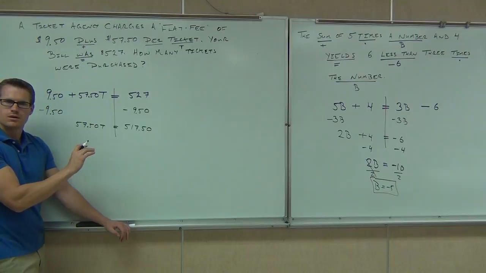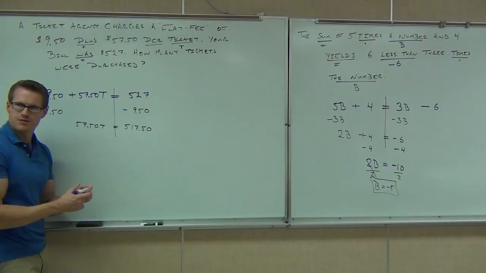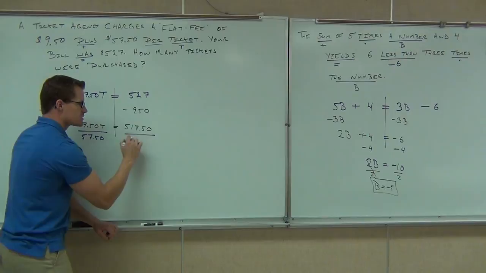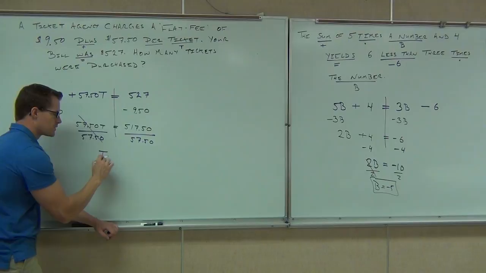Now on your calculator, what's the next thing you'd have to do to solve this problem? Divide by 57.50. Okay, so our coefficient in this case is 57.50. If we divide both sides by 57.50, you're getting kind of an introduction with decimals right now, showing you that it really doesn't change what you do when you deal with decimals. If we divide both sides by 57.50, these 57.50s are gone. We are left with T. So with your calculator, do 517.50 divided by 57.50. It should work out even.